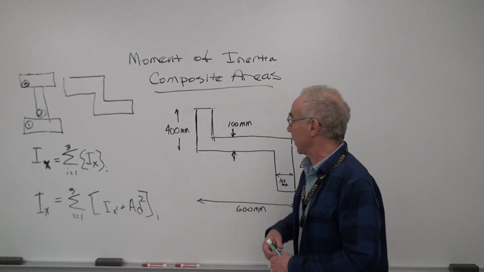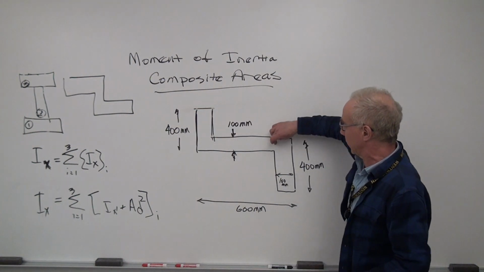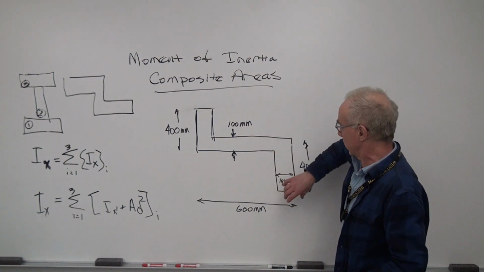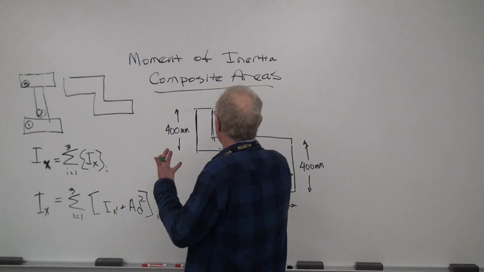On the other hand, we could break it into 400 by 100. This piece would be 400 across, right? 600 minus 200 by 100, and then this one would be 400 by 100. But we're going to do it the first way, but you can do it either way.